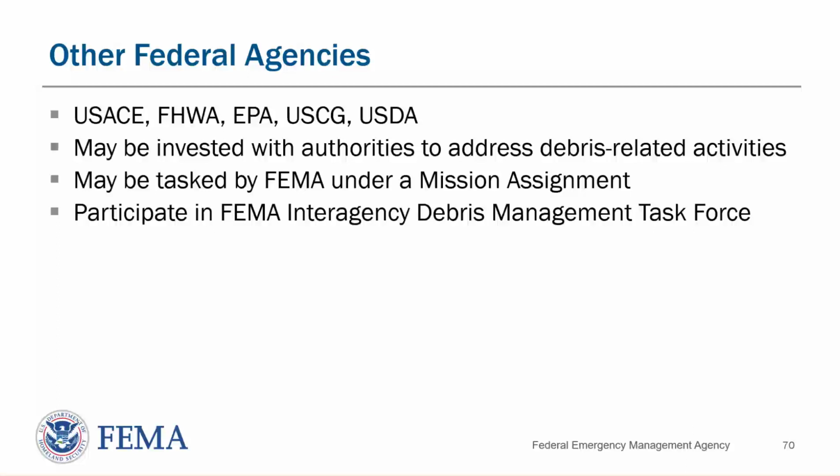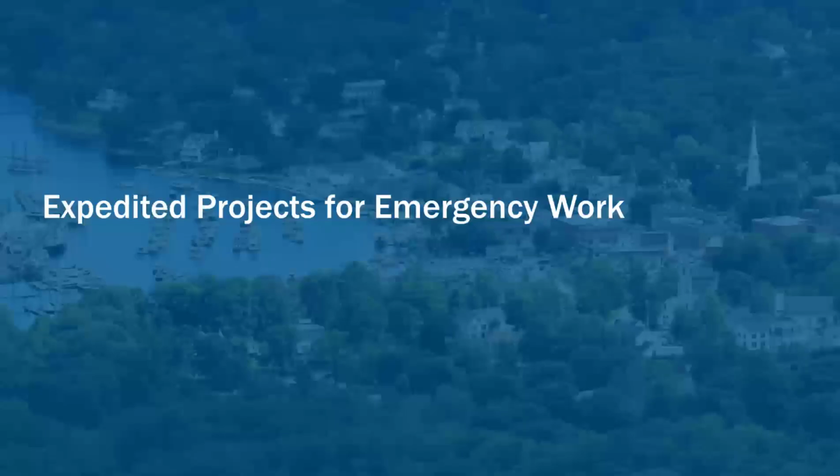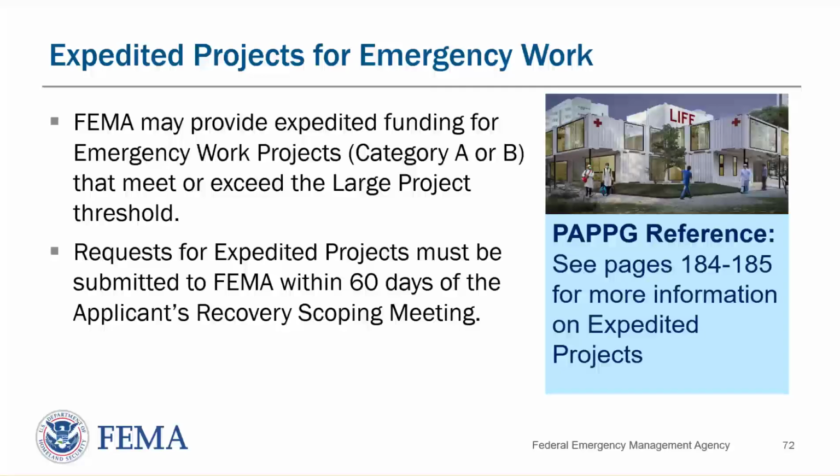One interesting thing, or one special circumstance for emergency work, it could be under an expedited project. Now, expedited projects are special because they have to be done per the permission of the state. So it can't just be the applicant saying, oh, I need the funding right away, I'm going to submit this project. You need to request permission through your state, and FEMA may provide expedited funding if there's a high need to get 50% of that federal share into the community as soon as possible. And it's just for category A and B that meets a large project threshold. And it has to be requested within 60 days of the applicant's recovery scoping meeting.